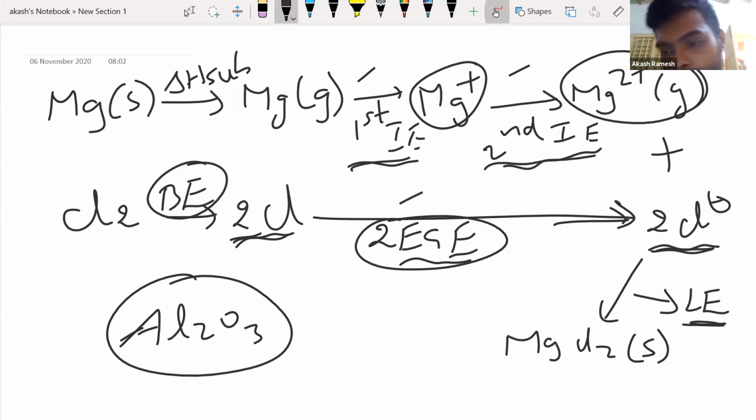Okay, so I hope everybody understood. Rohan, I answered your question. What will be the difference? It is not exactly going to be the same. There are a lot of differences here between NaCl and MgCl2. Yes? Yes, understood, sir. Okay, cool, people.